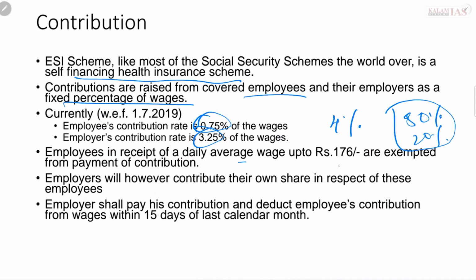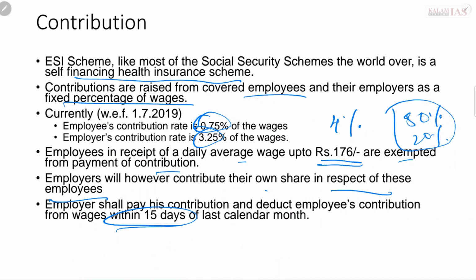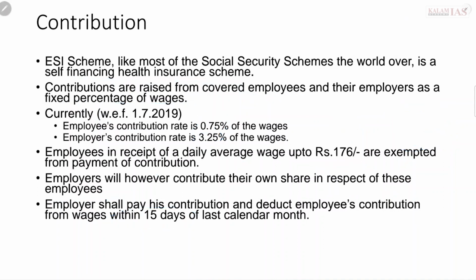Employees in receipt of daily wage up to rupees 176 are exempted from payment of contribution. Why? Because they are anyway earning less. The employers, however, will contribute their own share in respect of these employees. So, it is only the employee who is exempt. The employer will continue. The employer shall pay his contribution and deduct the employee's contribution from wages within 15 days of the last calendar month. It is the responsibility of the employer to ensure that the payment of the insurance premium happens in a timely manner.